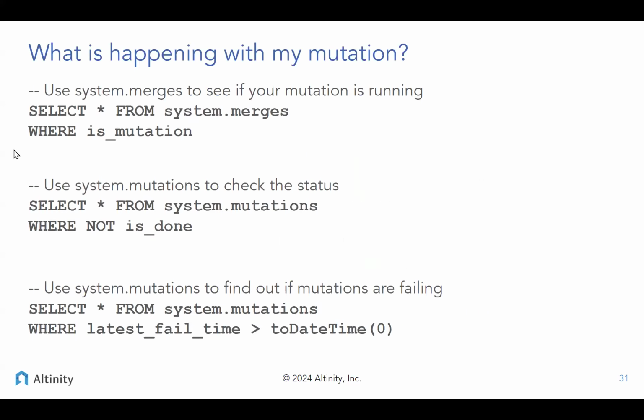You can find out what's going on with your mutation, and these are tables that you really want to get familiar with. System.merges shows you actual merges that are happening on parts. System.mutations shows you the queue, so you can see the queue and the order that they're processing in. And here's a handy command down at the bottom to look for mutations that have had at least one error, because it logs the time that it failed, and it also gives you the error message. So these are things that you want to look at if your mutations are slow.